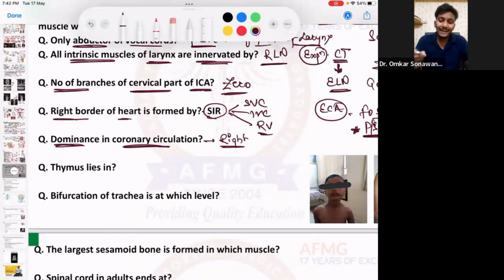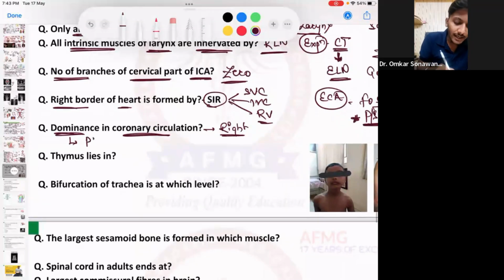ठीक है? And dominance would be decided from where the posterior interventricular artery arises. Okay, the posterior interventricular artery or the posterior descending artery. It arises from which main artery? That decides the dominance. Okay, so normally PIVA arises from the right coronary artery. Okay, some cases में from the left. So mainly the dominance is right dominance in coronary circulation.